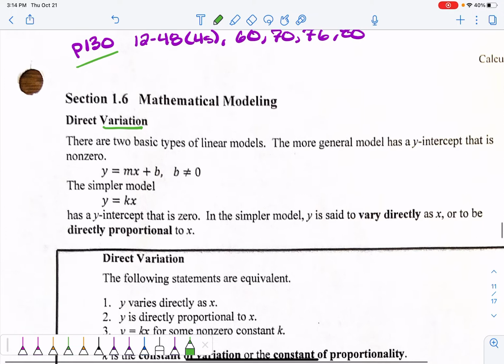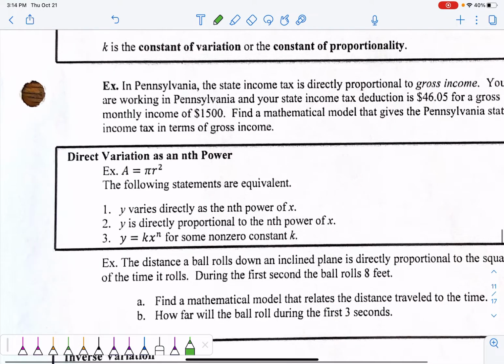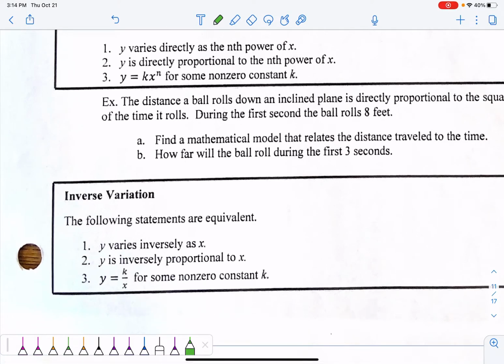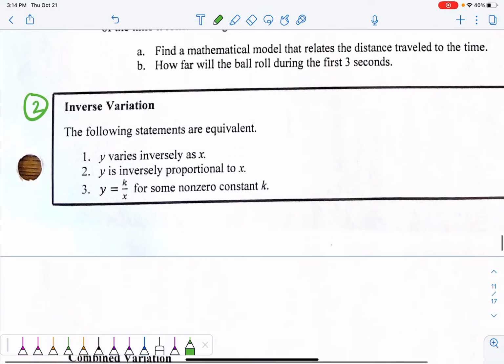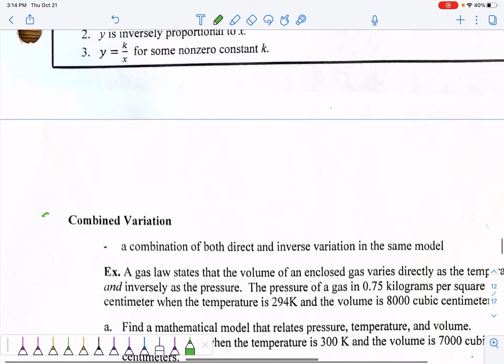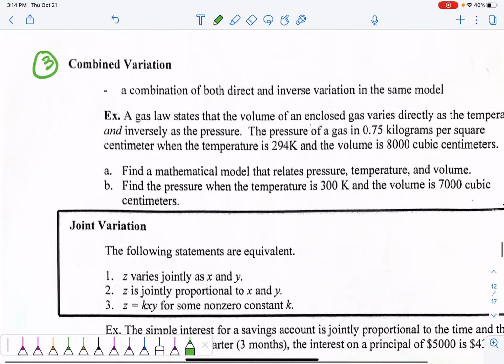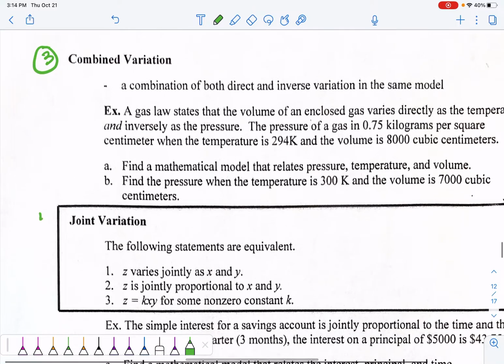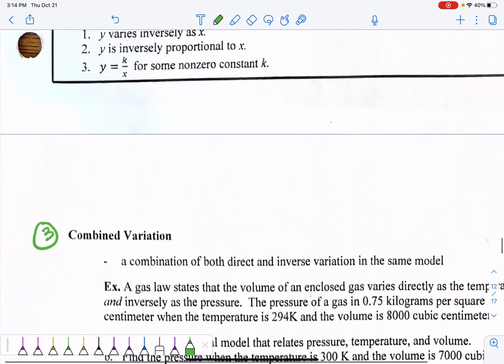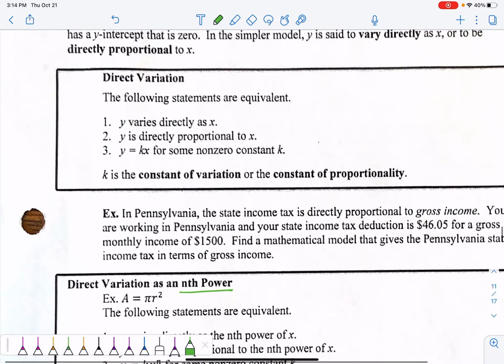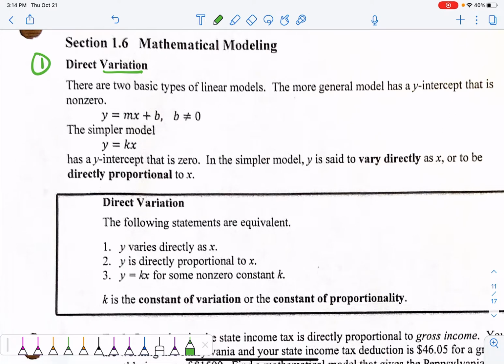There's four main types of variation. The first one is direct variation, so I'm going to have you label these. One is direct variation, and then they have a little step further on direct variation to the nth power, but we'll get to that, but it's still under direct variation. Number two is inverse variation. On the back side, we do combined variation, and then the last one is joint variation. So those four are the main types of variation, okay? And they're just the way that variables are relating to each other, okay?